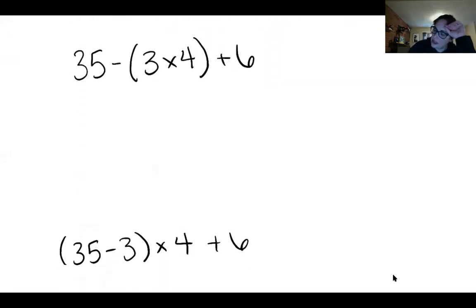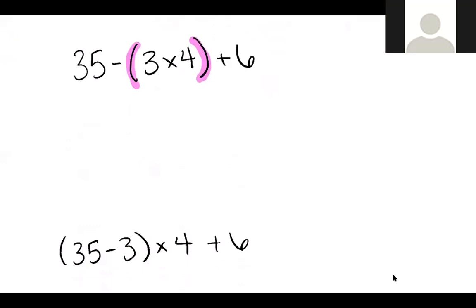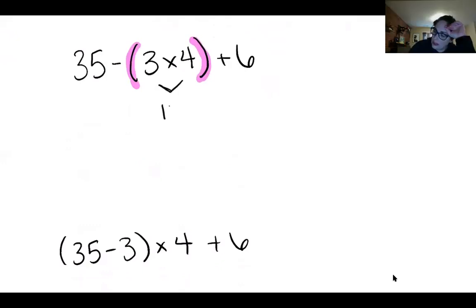Okay, so 35 minus (3 times 4) plus 6. What do I do first? Parentheses. 3 times 4 is 12. And then I have to copy everything down: 35 minus 12 plus 6.